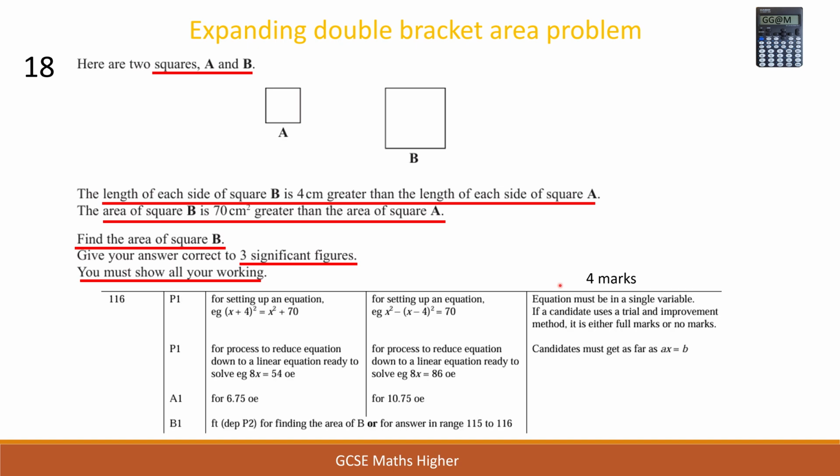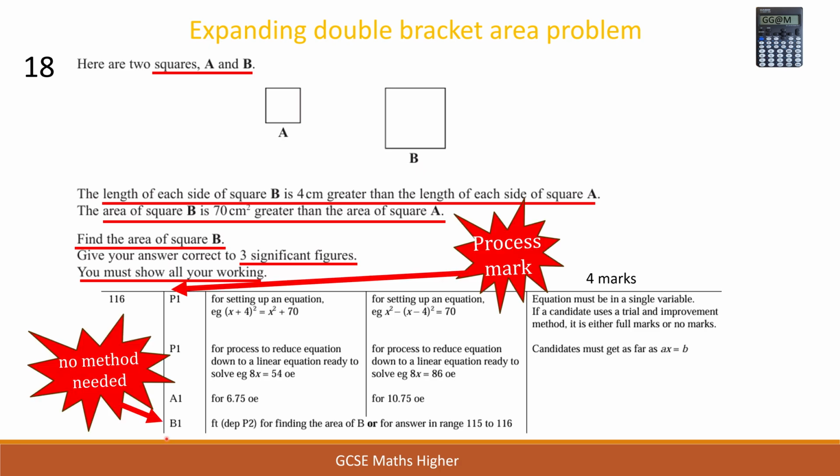Fantastic work. So you should have got an answer of 116. P1 means a process mark again, A1 is an answer mark, and B1 means no method. You can just literally write down your answer. FT is a follow through mark, so that means it depends on what you did earlier. If you made a mistake earlier, you can still get a method mark there.